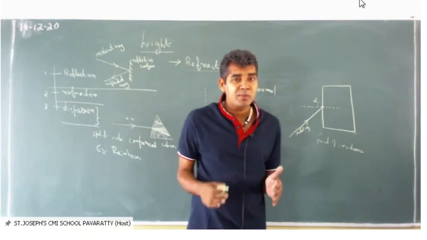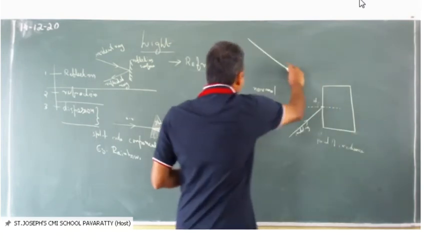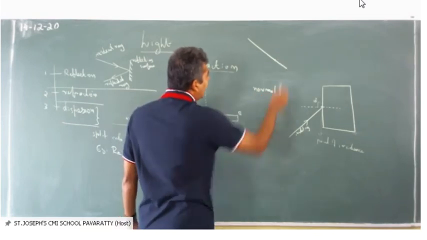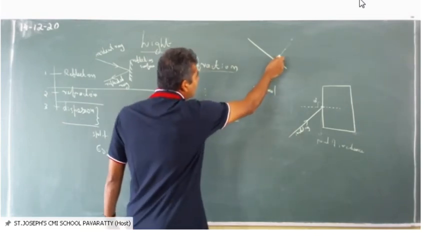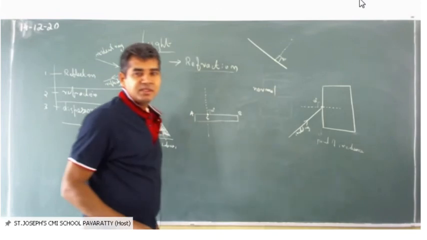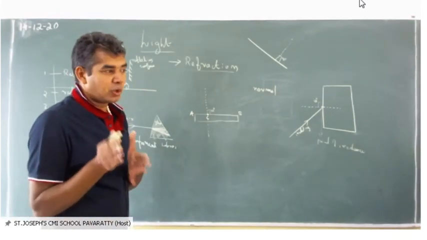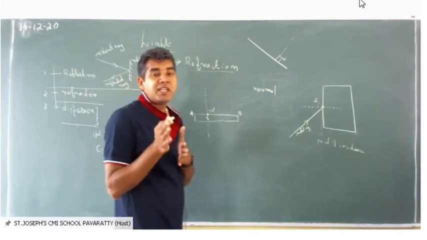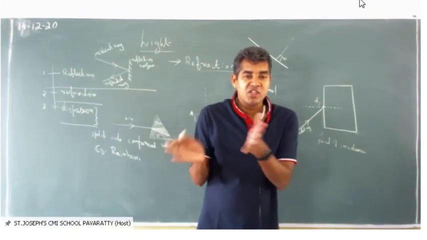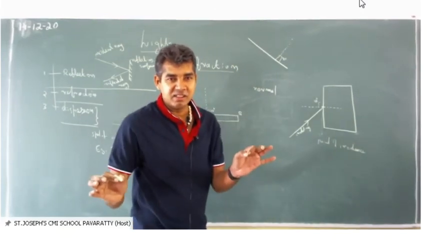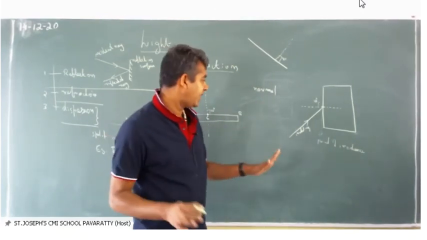So, normal means, as you have been told here, draw a normal. How do you draw it? At 90 degrees. The surface is different, so you have to draw accordingly. But the rule is that normal means it should be a 90 degree angle, that's between the surface and the normal line. Is it clear? Yes, sir.